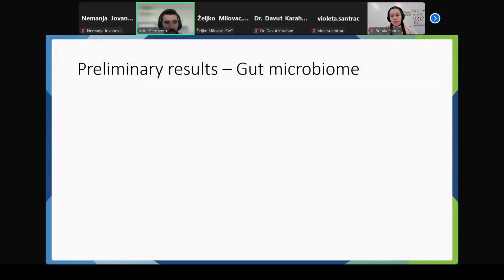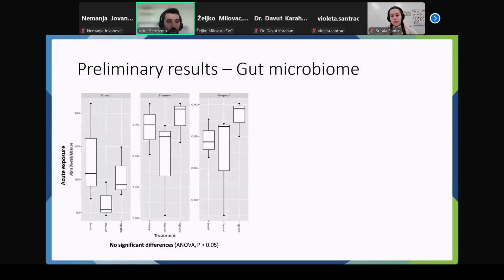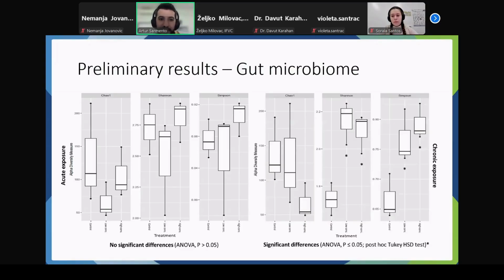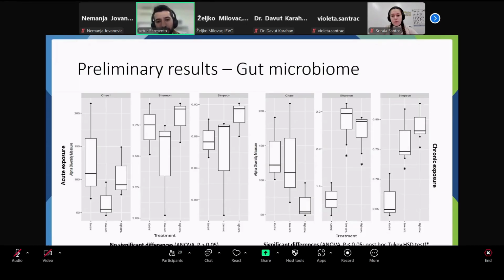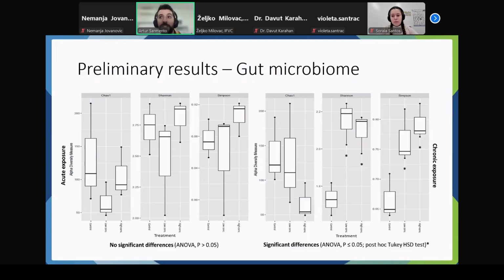So then what we did was start by checking the alpha diversity, okay? And as you can see, for acute exposure, we did not see any statistical differences between the treatments for the three indexes that we analyzed: Chao1, Shannon, and Simpson. But at chronic exposure, we did see effects for the Shannon and the Simpson indexes for both treatments where we applied the biopesticide.